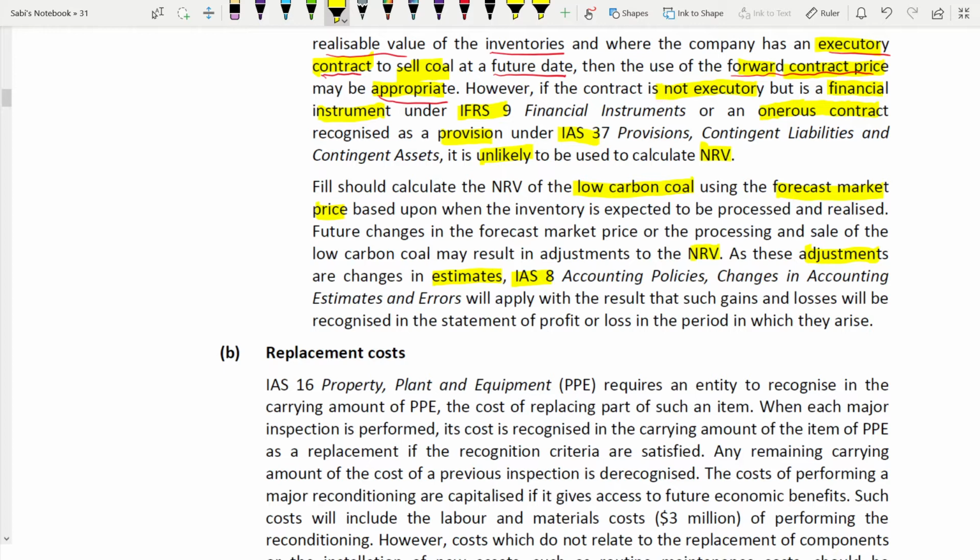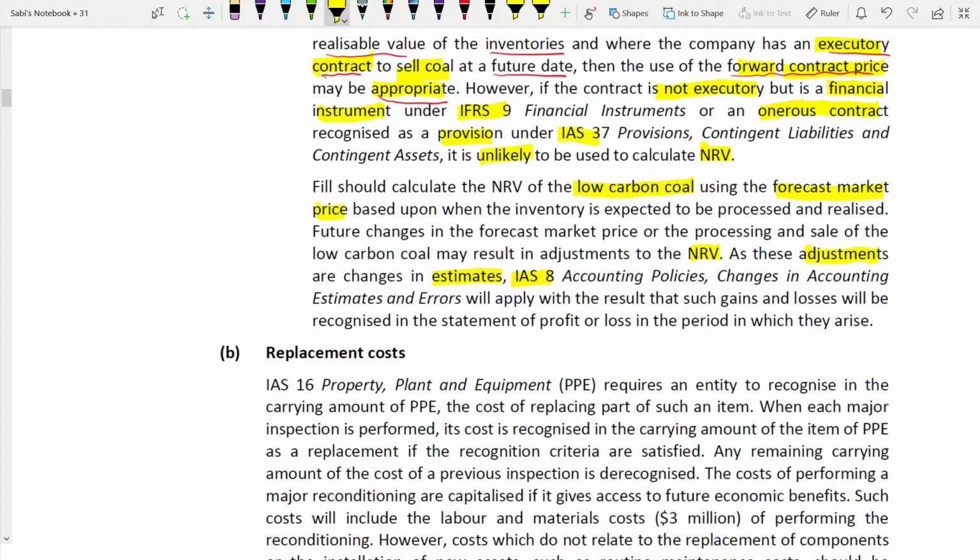IAS 8 deals with three things: one is change in policy, one is changes in estimate, the other one is error. But you have to identify which one this is when you're making adjustments to the net realizable value. It is not an error, it is not a policy, it is you are changing an estimate, because net realizable value also is based on some estimates. So when you're doing adjustments to those estimates, that is known as change in accounting estimates, which is dealt under IAS 8.